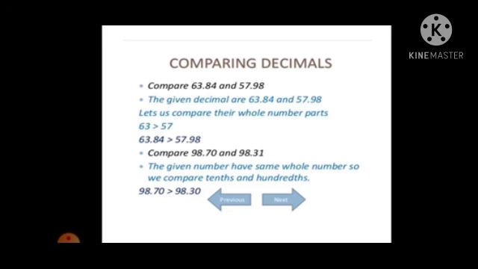Compare 98.70 and 98.31. The given numbers have the same whole numbers. So we compare tenths and hundredths. 98.70, 98.31. Tenths and hundredths: 70, 31. Which is bigger? 70. So 98.70 is greater than 98.31.